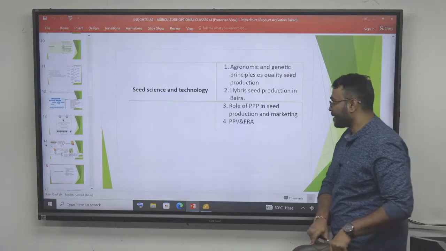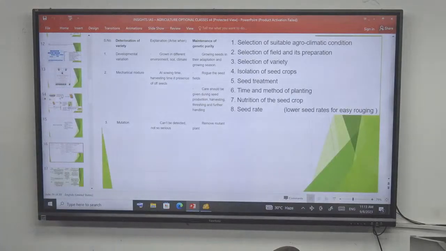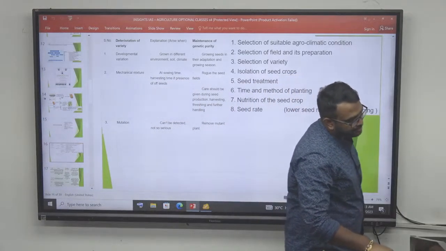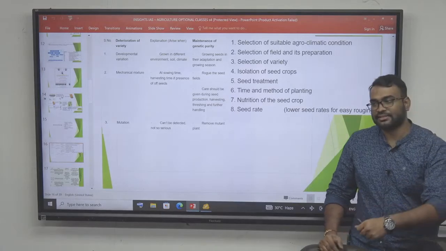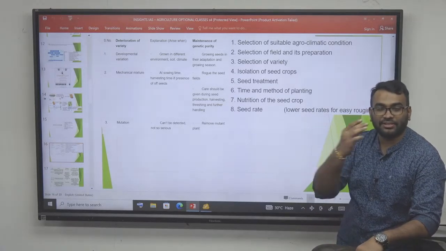Okay. So first one we will be looking at is genetic principles. Genetic and agronomical principles. See, basically genetic principles means what? We have to ensure there is genetic purity in whatever seeds you are going to produce. For that, what are the measures you have?